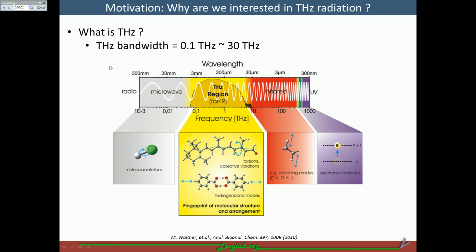Before I get to that point, a little background information can be helpful. First of all, what is terahertz? Terahertz frequency is defined as a frequency bandwidth roughly from 100 gigahertz to somewhere around 30 terahertz. This frequency bandwidth is a characteristic frequency for different intermolecular and intramolecular collective vibrations. Because of this feature, people have been using this frequency to study the configuration of different molecules.